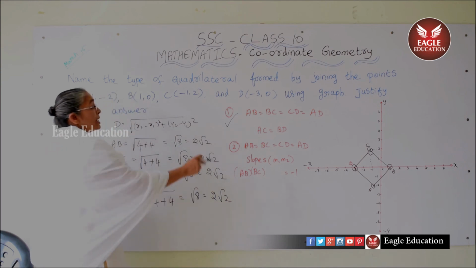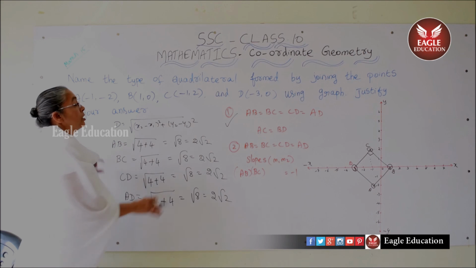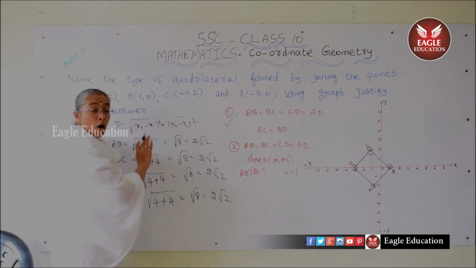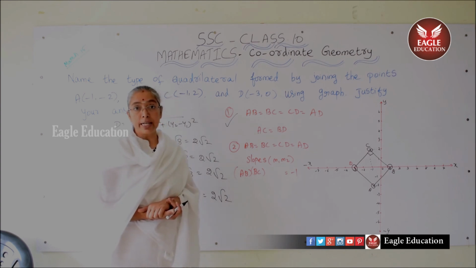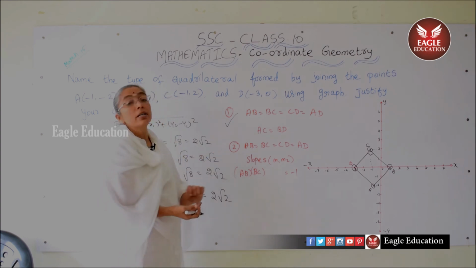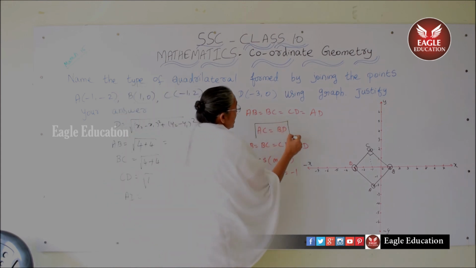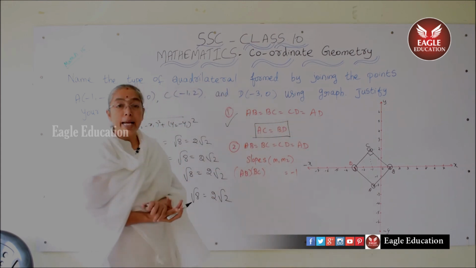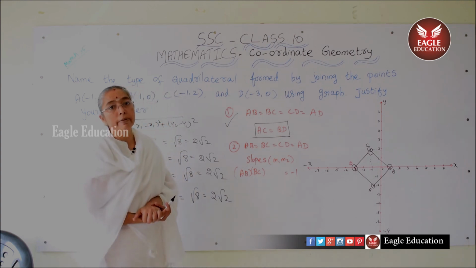So in the first part we proved all the 4 sides are equal. It is not enough to prove only that all the 4 sides are equal for a square, because if all the 4 sides are equal, it can be a rhombus also. So the other condition to prove it is a square is that the diagonals are equal in length. In a rhombus, diagonals will not be equal in length.